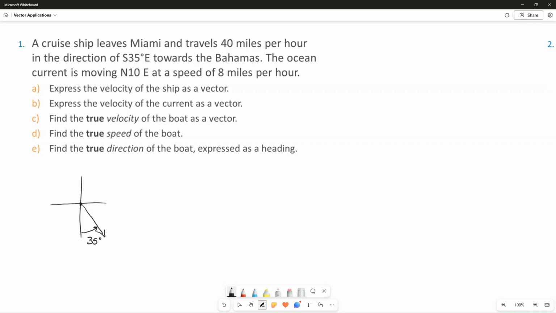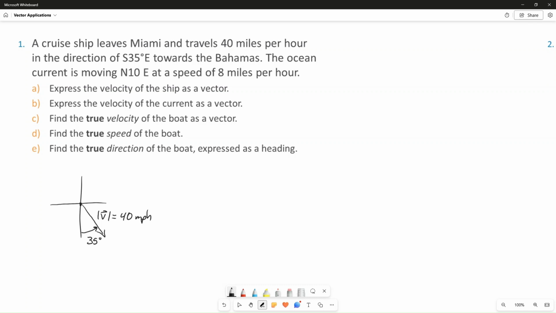Okay, and we know the magnitude of this velocity vector. I'll use v for speed. v is the velocity of our ship. We know it is 40 miles per hour.